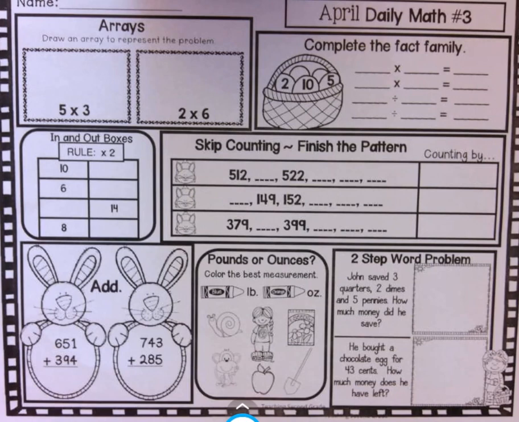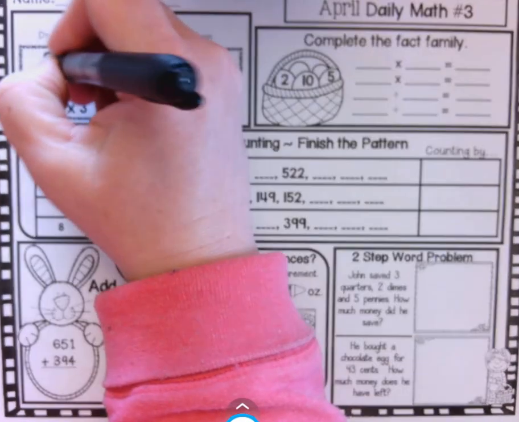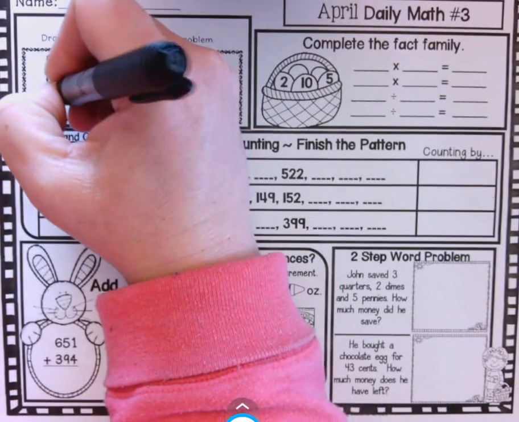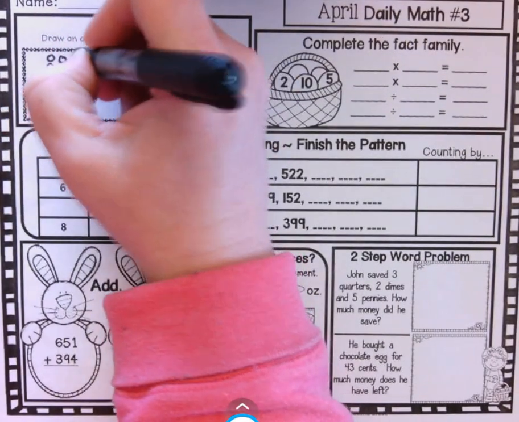We're going to start with arrays. We haven't done much with arrays. Maybe you have a little bit with your families or you know a little bit of them. An array is like up and down and across. So a 5 by 3 is the same thing as saying 5 times 3. So we're going to say there are 5 rows. 1, 2, 3, 4, 5. With 3 in each row.